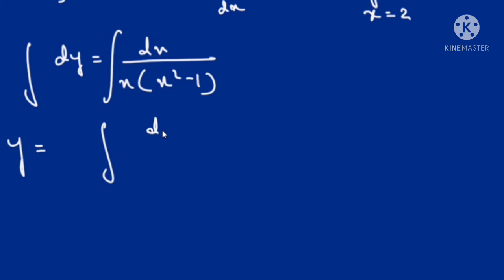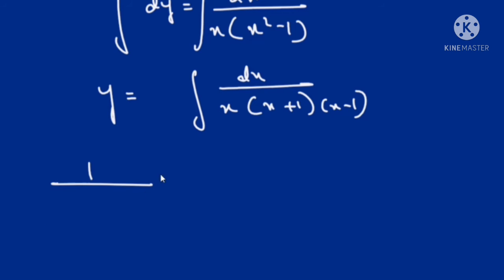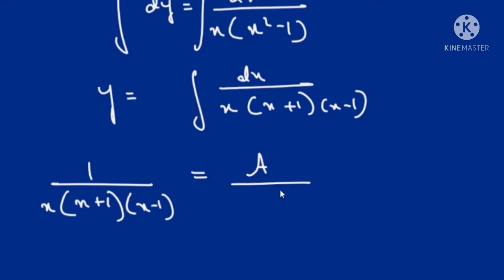How do you integrate this? You can factorize, right? X plus 1, x minus 1. You resolve into partial fractions. So we can write this as a by x, plus b and c over the other factors, since there are 3 different linear factors: x, x plus 1 and x minus 1.